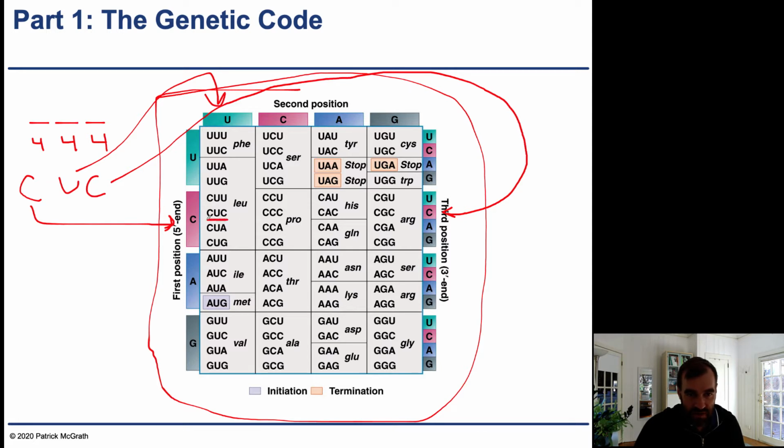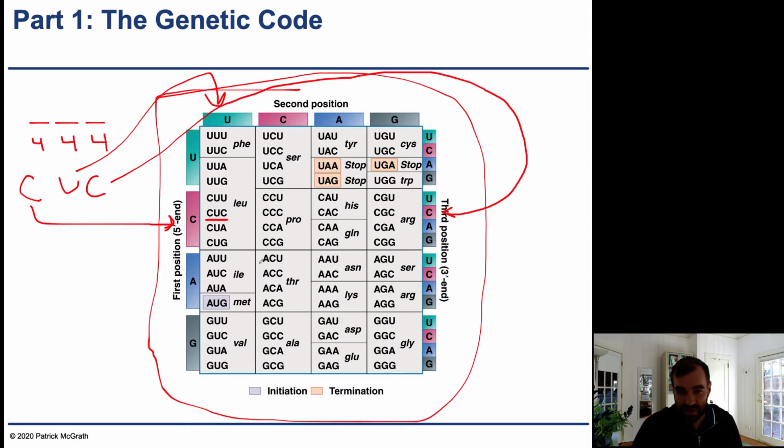So this CUC is shown right here in the table, and I look at what amino acid is encoded by it, and you'll see leucine is encoded by it. So this particular triplet encodes for a leucine amino acid. So you can look this over. What are some things you should notice?